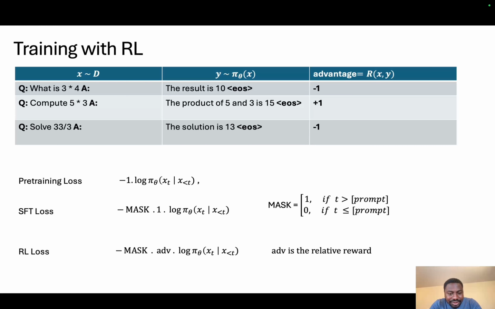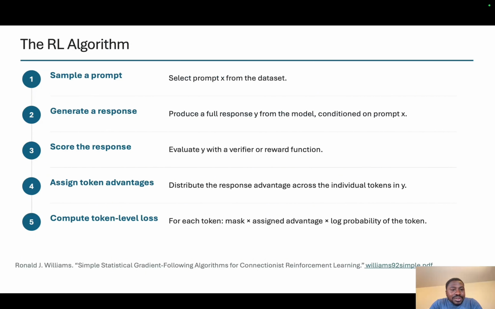This is called policy gradients. I really want to encourage good behaviors and discourage bad ones. So the RL algorithm is really simple: select prompt X from the dataset, generate a full response Y from the model conditioned on the prompt, score the response, evaluating Y with a verifier or reward function, and then we can distribute that advantage across the individual tokens, right?